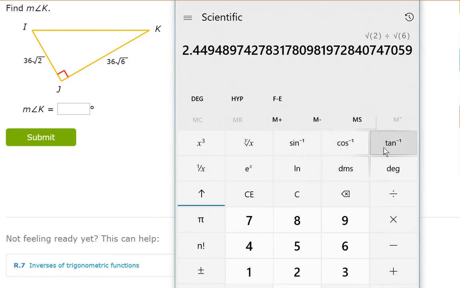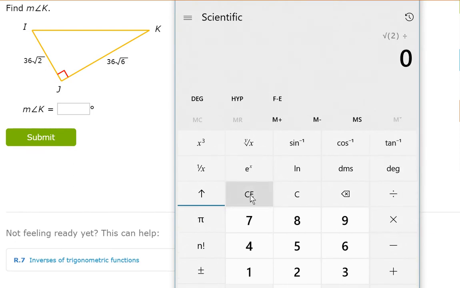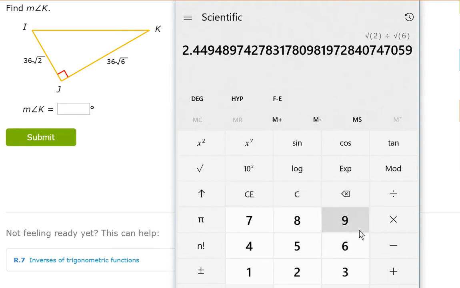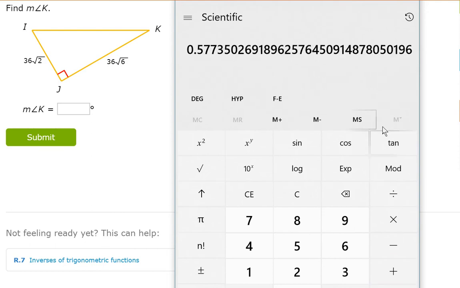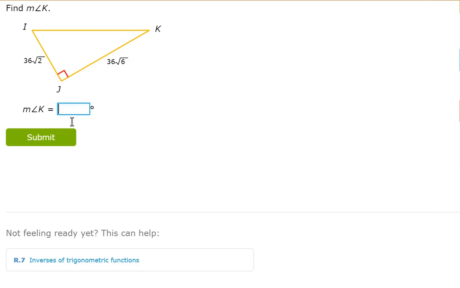Inverse tangent. So that means tangent to the negative 1. And you see, I messed up on this because I was supposed to hit equals before I hit tangent to the negative 1. So let's try that again. Square root of 2 divided by square root of 6 equals point blah, blah, blah. And I'm going to do inverse tangent. Inverse tangent's pretty easy. And look, it was 30 degrees the whole time. So I'm going to put 30 degrees in for angle K.